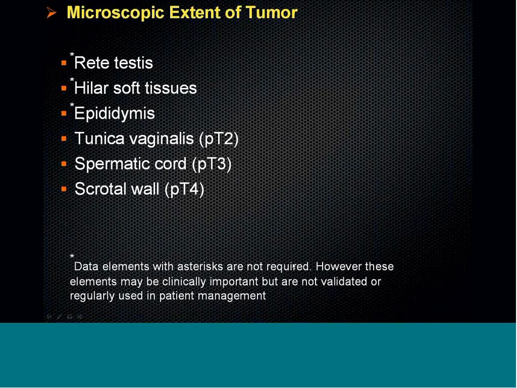The other three are tunica vaginalis involvement, which upstages the tumor to pT2; spermatic cord extension, which upstages the tumor to pT3 in TNM; and also a rare finding, scrotal wall extension of the tumor, which upstages the tumor to pT4.